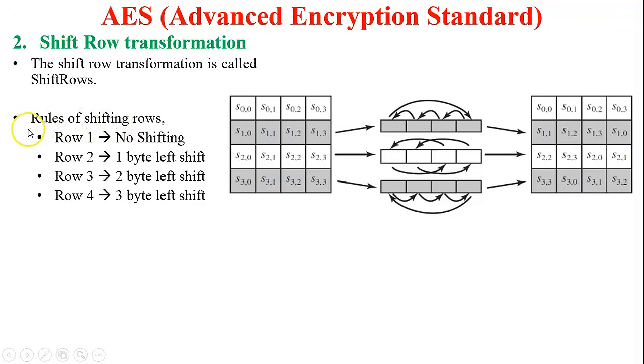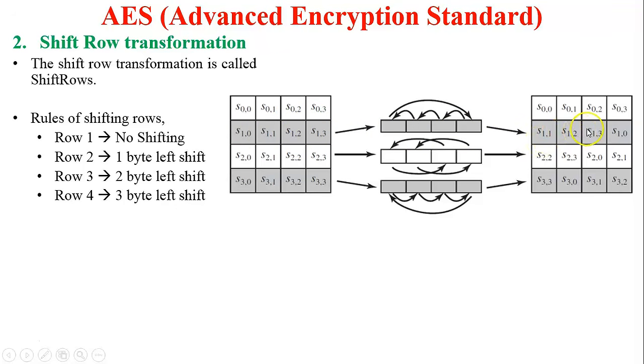Second, the AES second transformation function is the shift row transformation, called shift rows. Now these are some rules of the shift rows transformation function. In the given matrix, in row 1 there is no shifting. You can see S00, S01, S02, S03, and the same over here, 00, 01, 02, 03. It means there is no shifting. In row 2, a 1-byte left shift. It means S11 is put over here, S12 over here, S13 over here. Now check.